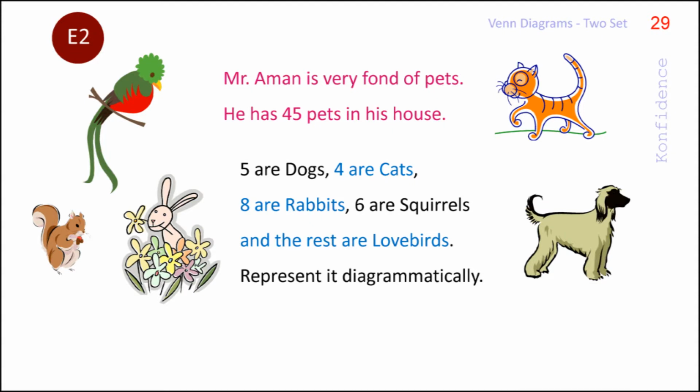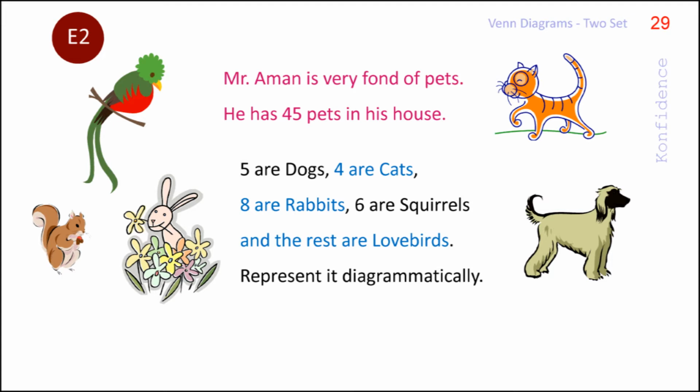Read the question in the slide. Mr. Aman is very fond of pets. He has 45 pets in his house. 5 are dogs, 4 are cats, 8 are rabbits, 6 are squirrels, and the rest are lovebirds. Represent it diagrammatically.